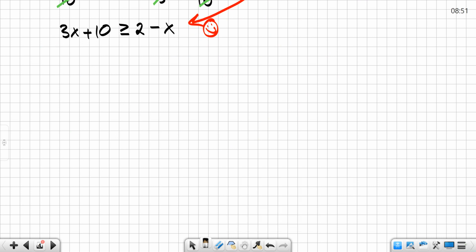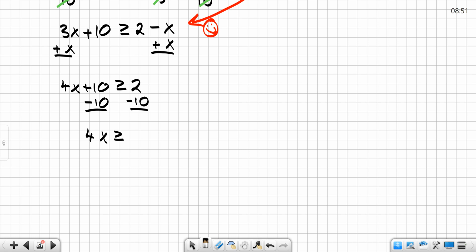Let's have a look. Same thing as before. I am moving my variable parts onto one side. 3x plus 1x, that will give us 4x. Now I'm subtracting 10 from both sides. And we are getting 4x is greater than or equal to 2 minus 10. That will be a negative 8. Last thing now, step 3, I believe it was. We solve for the variable, divide by 4. And we get that x has to be greater than or equal to negative 2.